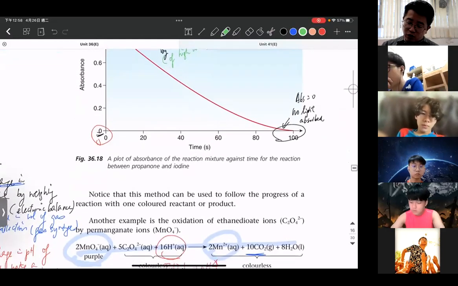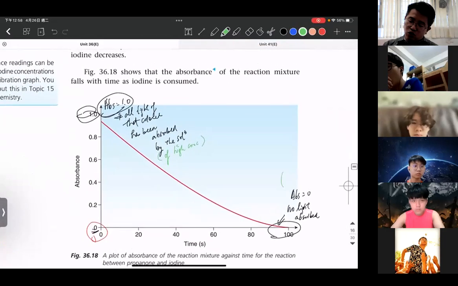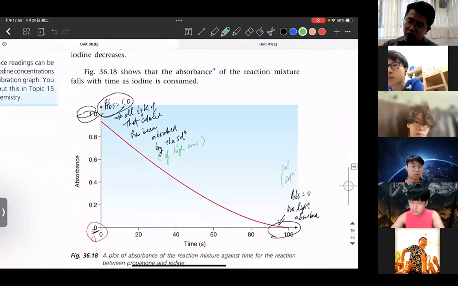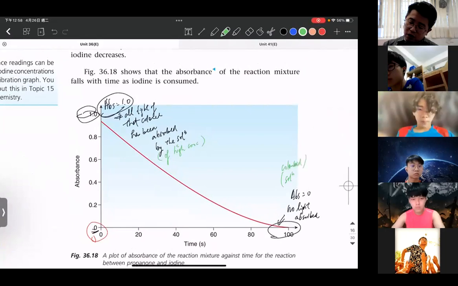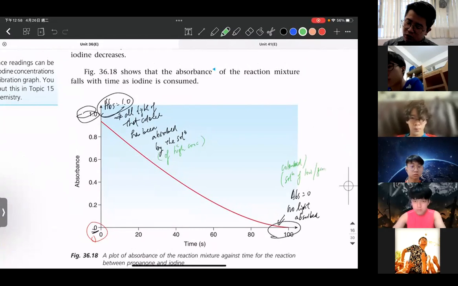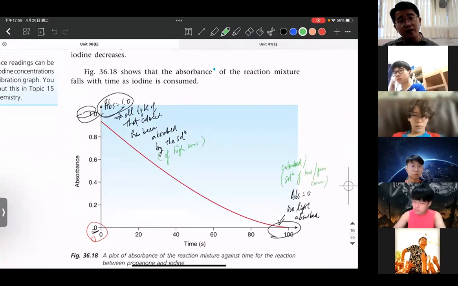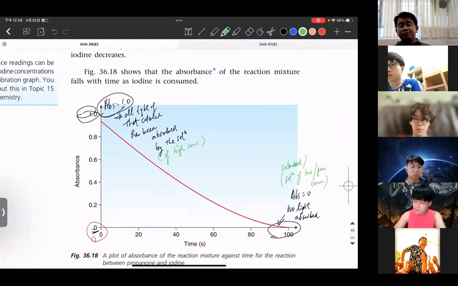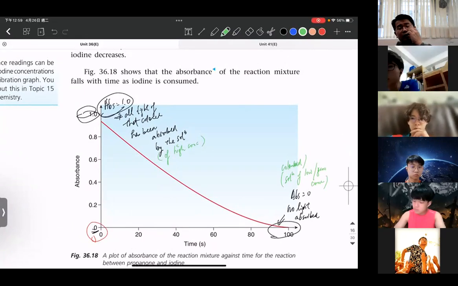And how about this? What is the hidden message? The colored solution is of low or even zero concentration. So that's why the light will not be absorbed. Do you understand? This is where I stopped last time. Do you understand?